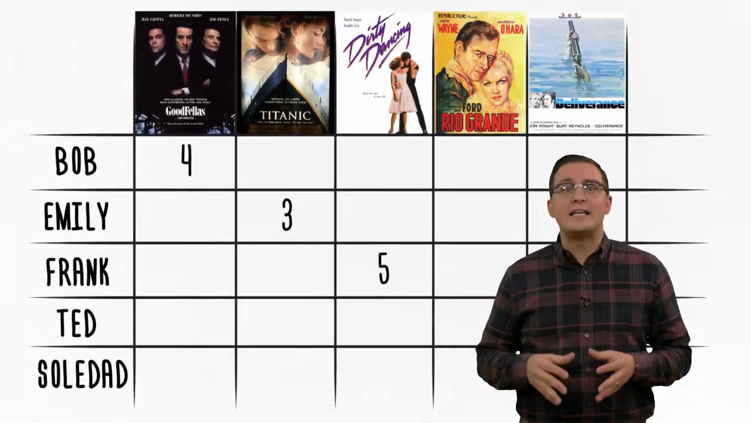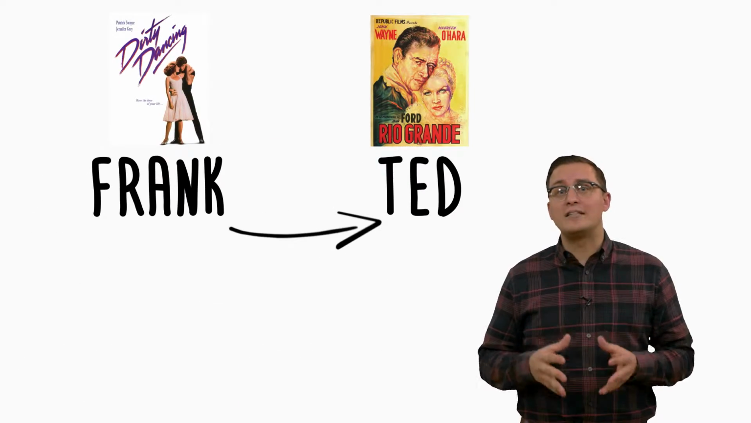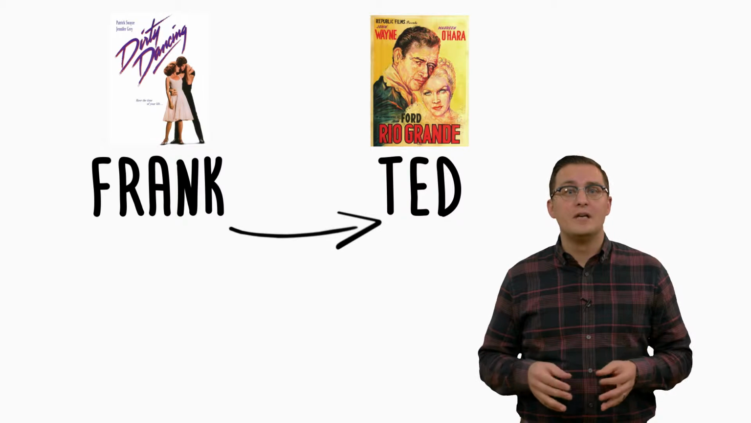How can knowing that Frank is a Dirty Dancing fan help me predict how Ted is going to like the Western Rio Grande? We will see how our statistical modeling coupled with efficient algorithms can help us extrapolate known ratings to the entire table by leveraging realistic structural assumptions.